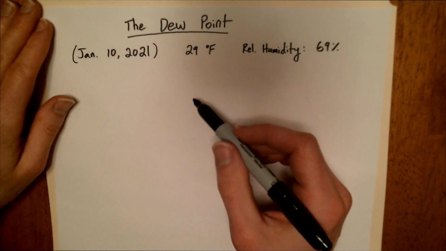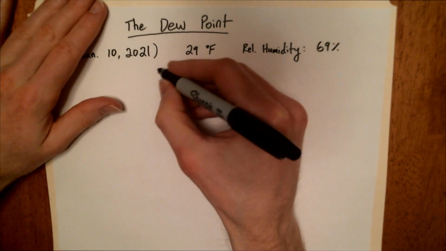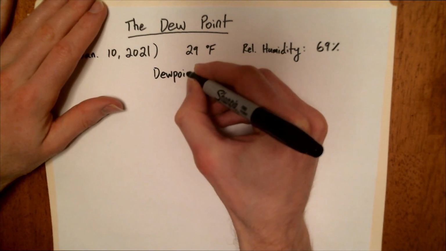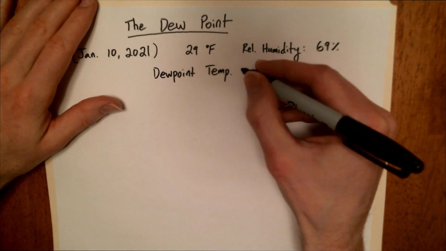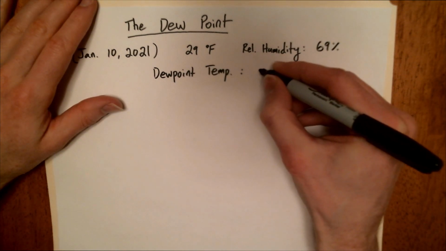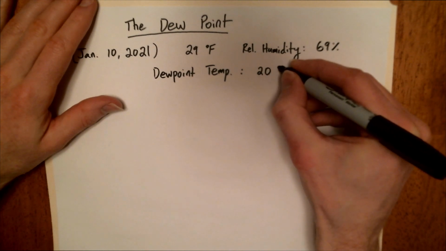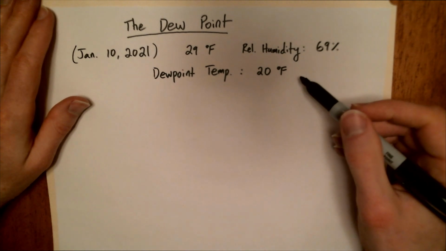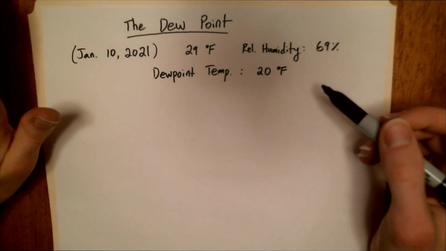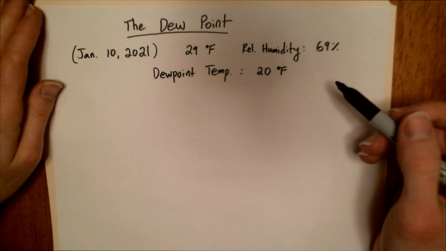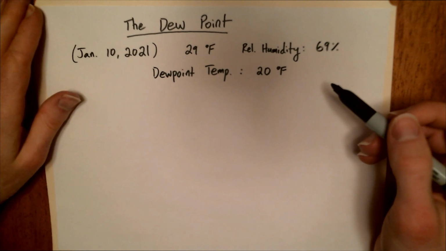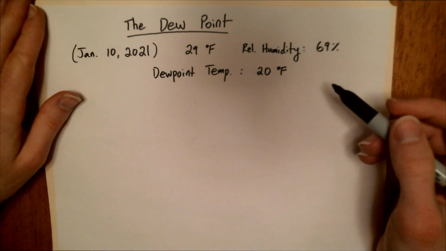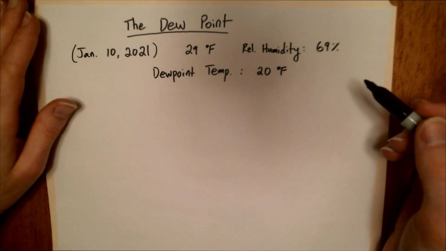Now, the other thing that often gets reported here is what's often called the dew point temperature. For today, right now, it's listed as 20 degrees Fahrenheit. Worth noting, when you look up the weather, you'll almost never see a representation of absolute humidity in the same way that I've been presenting it to you. You're not going to see what percentage of the air is water.